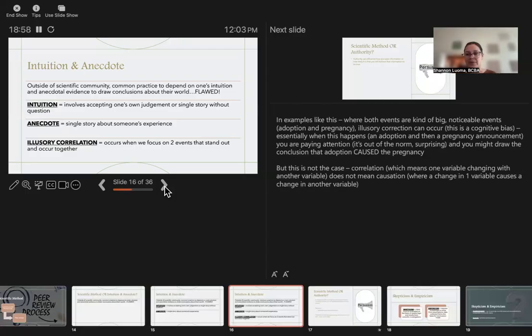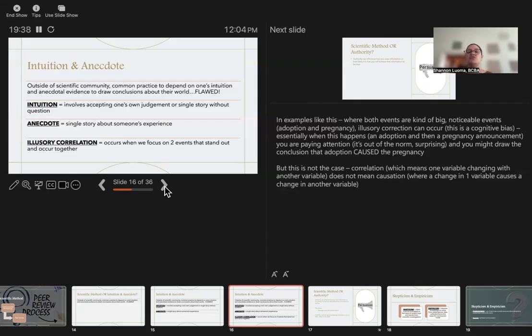Essentially, when this happens, so when two big events happen, let's stick with the adoption and pregnancy example, you're paying attention and it's out of the norm. It's surprising, right? If you knew that that couple has struggled, let's say for 7 years, and they've never been able to have children, and then they adopt. Well, the adoption is a big event, but also it's a big event that they've tried for 7 years and they cannot have their own child. So then think of how huge that event is if they then release a pregnancy announcement, months or maybe even a year later. You're paying attention to these things because they are big events that are happening and they're out of the norm.